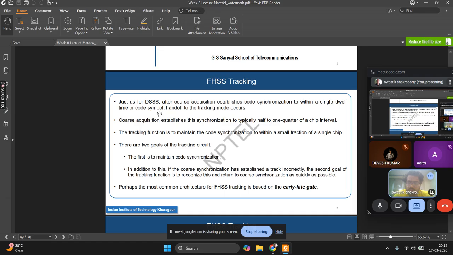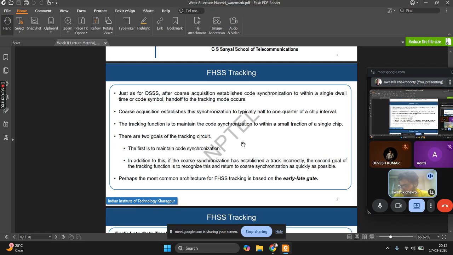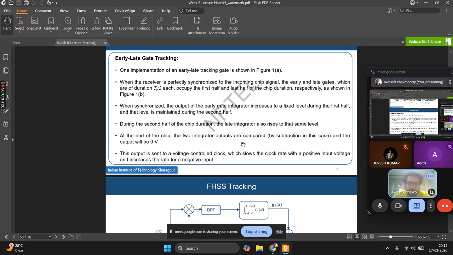Now for tracking, just as for DS3, after course acquisition, it will hand off to tracking. The tracking maintains the code synchronization within a small fraction of a single chip. It will not allow the synchronization gap to exceed more than one chip time, because if it exceeds more than one chip time, it will go out of sync. So that is the goal of FHSS tracking.